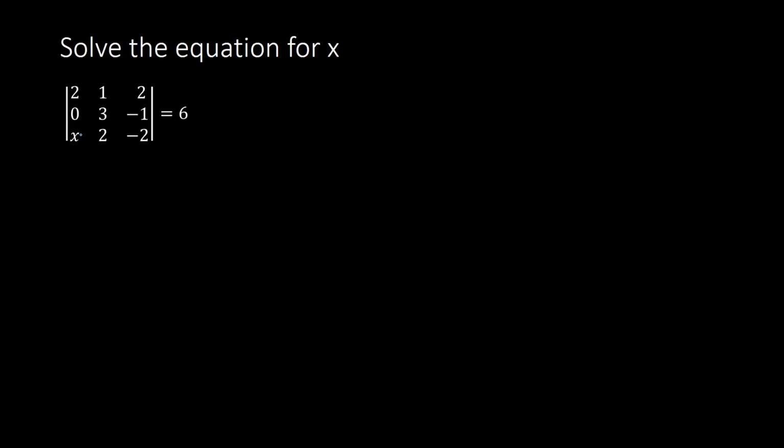Now to wrap things up, here is an equation where we're trying to solve for x. And what we can do is we can use this idea of expanding by minors to find the solution for x. So what I want to do is expand about the row or column that contains my unknown variable. So in this case, we're going to expand about the column. So looking at the column of 2, 0, and x, we're going to expand by minors looking at this column.